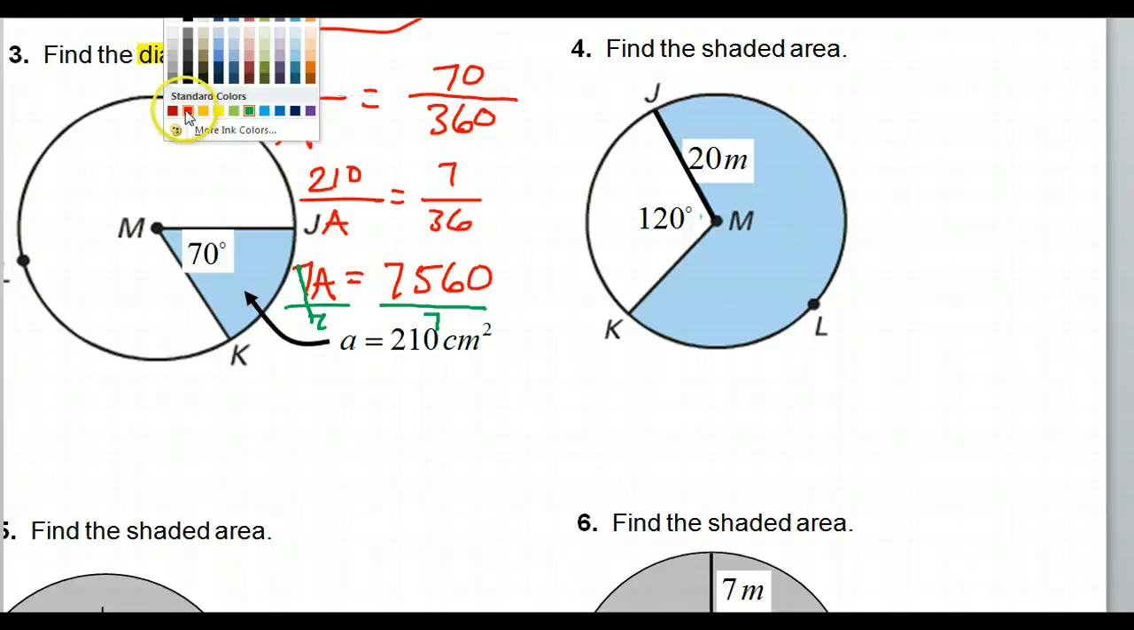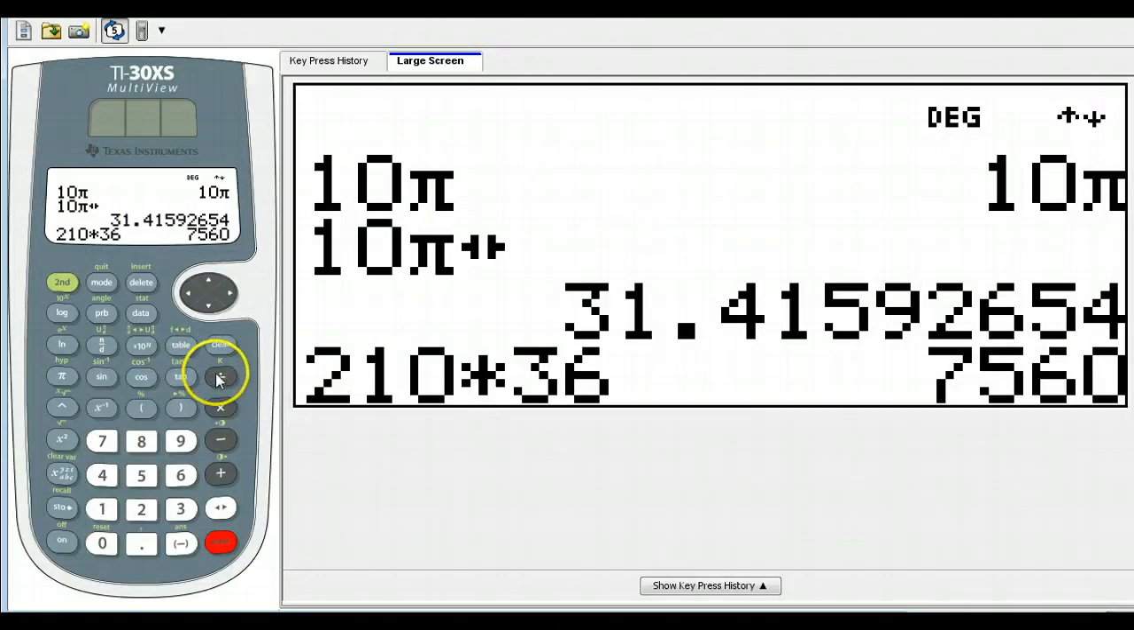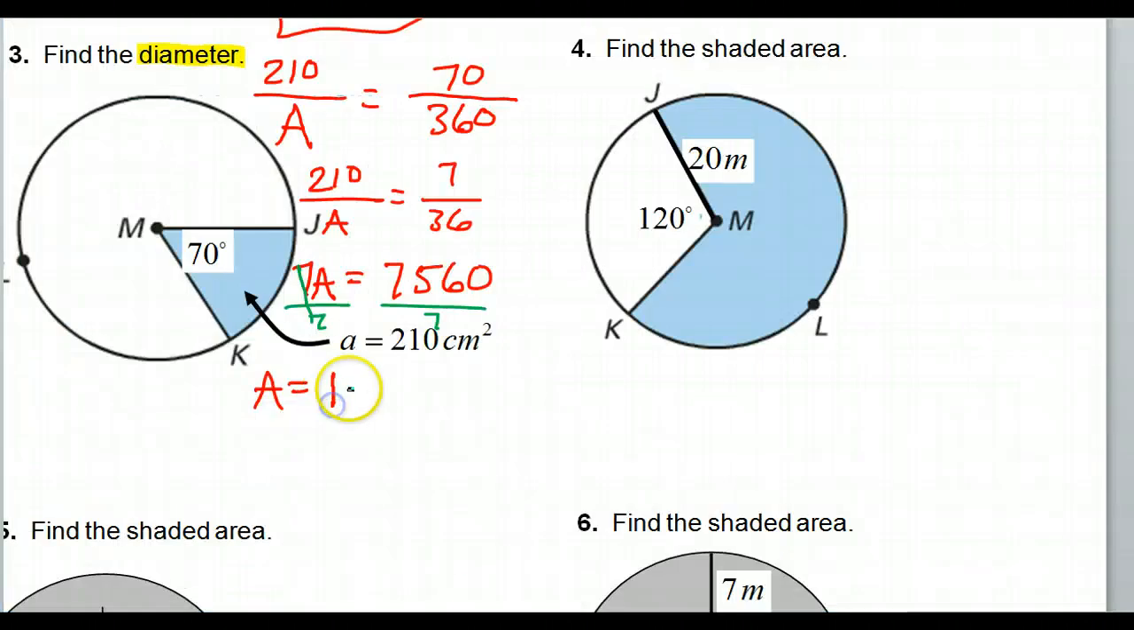Okay, so the area of the whole circle is, so I need to take this number and divide by 7. So I can just go ahead and hit divided by 7, and I get this, 1,080. Okay, and this is area, so it'll also be square centimeters. That's the area of the entire circle. Now, I'm going to need this, but this is not the final answer.